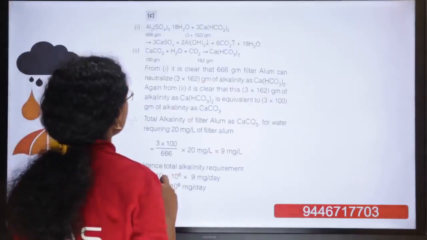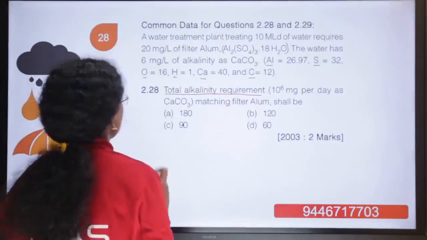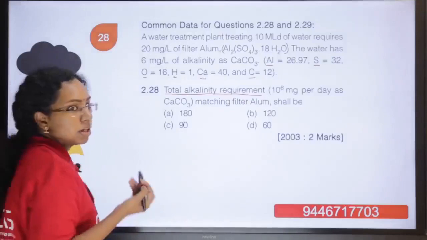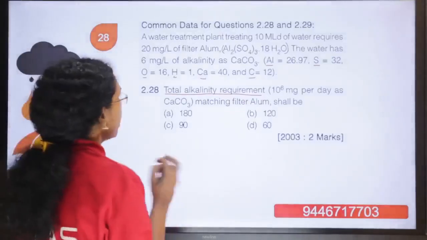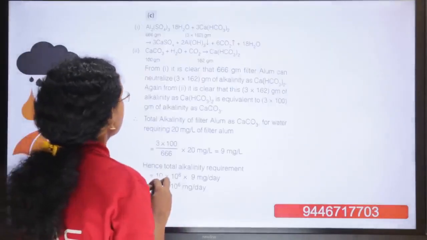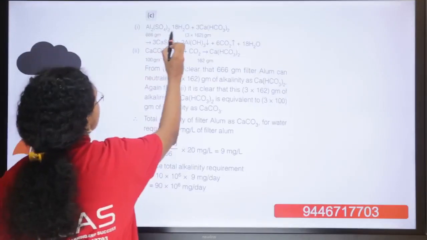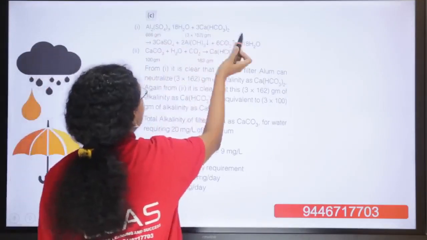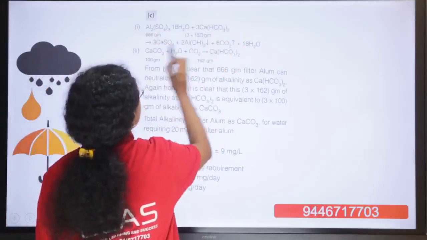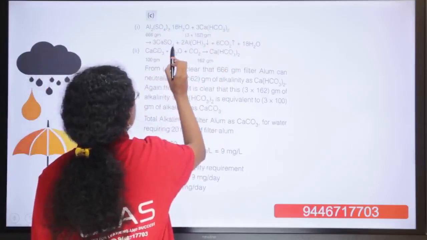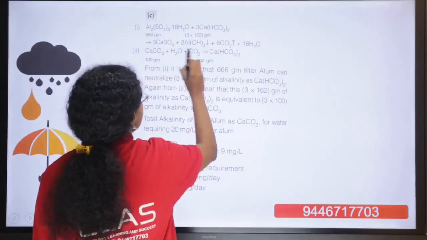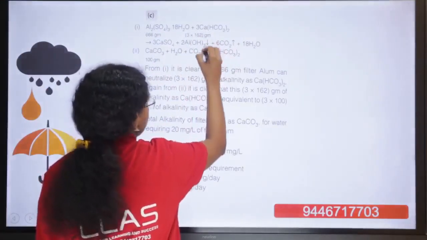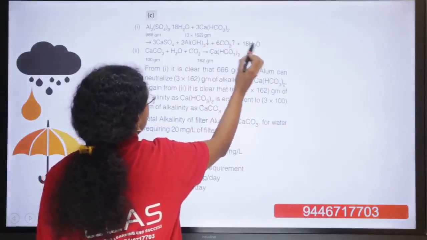Now, in order to do this problem, first of all you have to understand what chemical reactions take place when alum is added to the water. This alum, Al2(SO4)3.18H2O, on reacting with calcium bicarbonate present in the water, will give you calcium sulfate plus aluminum hydroxide, which is the precipitate, or the floc, that is formed and will settle to the bottom, then carbon dioxide and water.